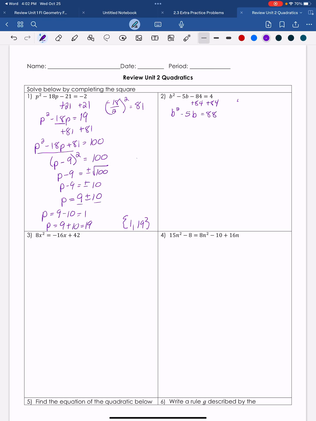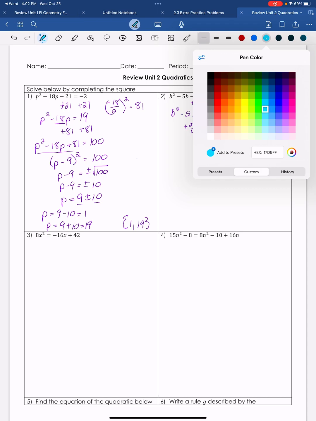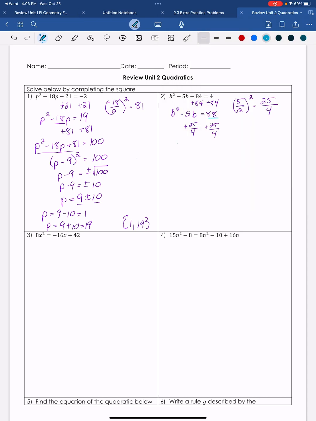You take your middle term, divide by 2, and square it. So that's going to be 25 over 4. I know I'm going to add 25 over 4 to this side, and I also have to add 25 over 4 to this side. Now we have a little bit of an issue. I don't have a common denominator. Remember, this is 88 over 1, and so I need to make these denominators the same, so I multiply this by 4 over 4.